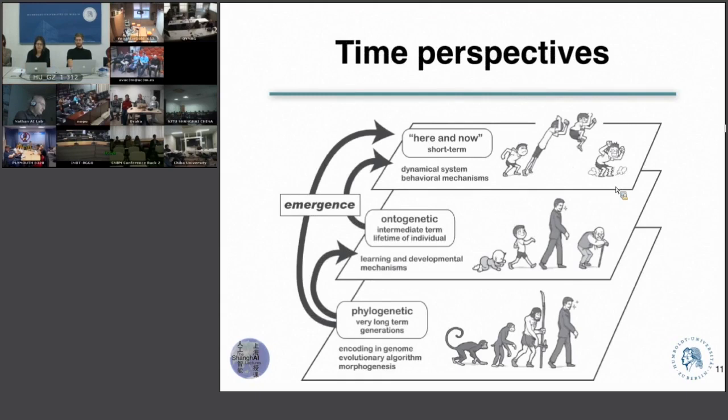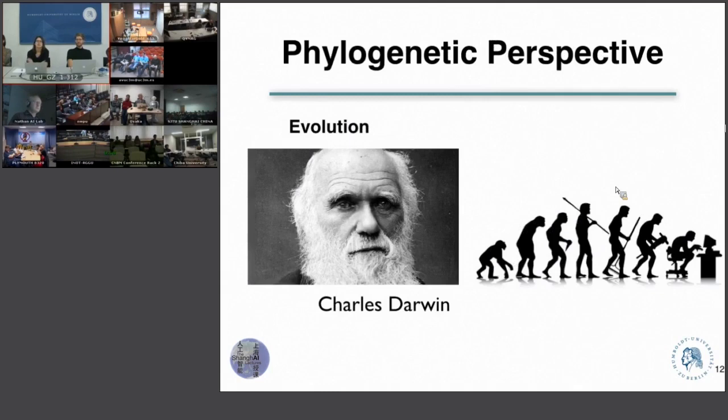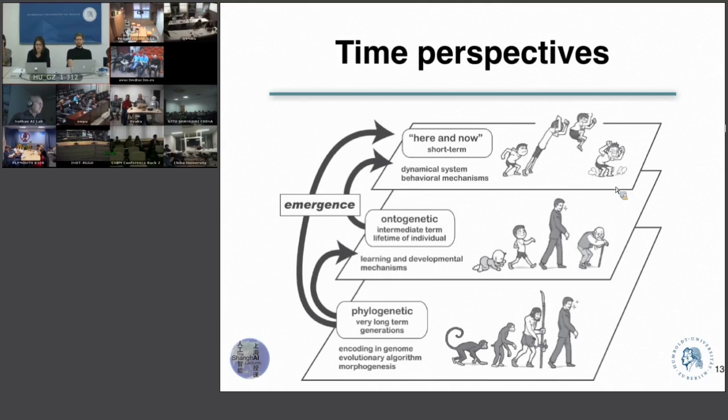So the other time perspective which we looked into is the evolutionary perspective. Here we had a lecture last week on evolution, on artificial evolution and how it is related to real evolution. And today we're looking at the perspective here in the middle, the ontogenetic perspective. That's all about learning and development of a single agent during its lifetime.